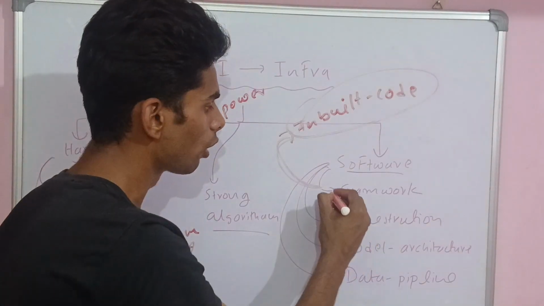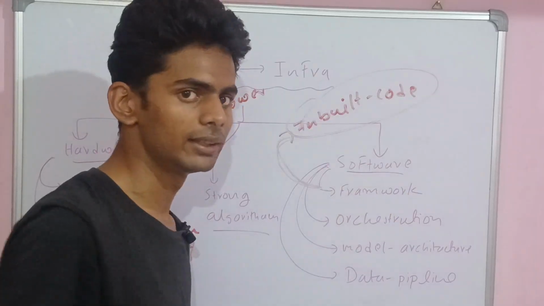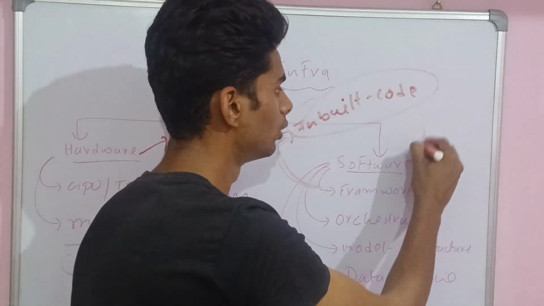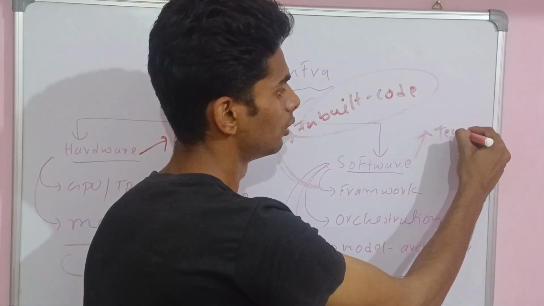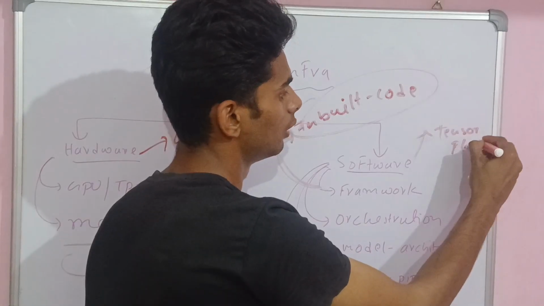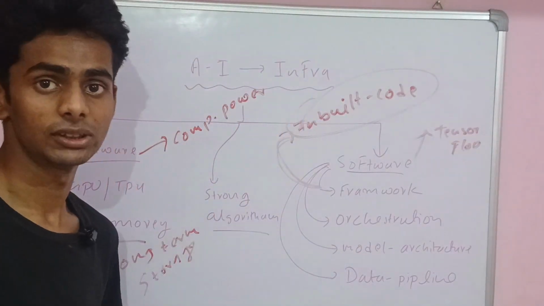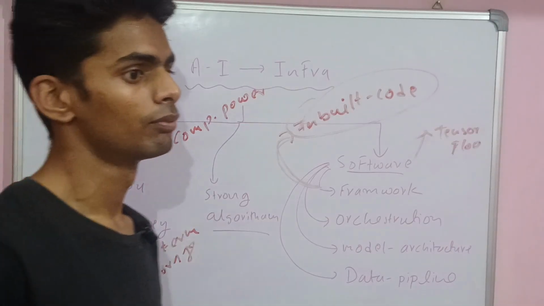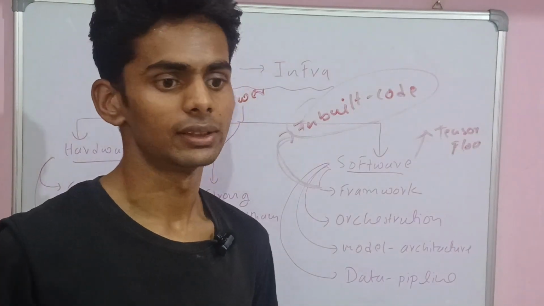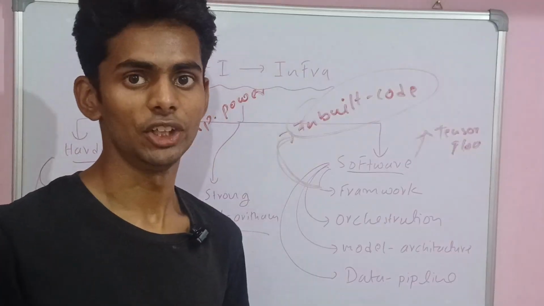Okay. So some of the famous frameworks nowadays are TensorFlow, PyTorch, and JAX. These three frameworks are now famous, and you should know about them, because while you're making a model, they are very rapidly used right now.